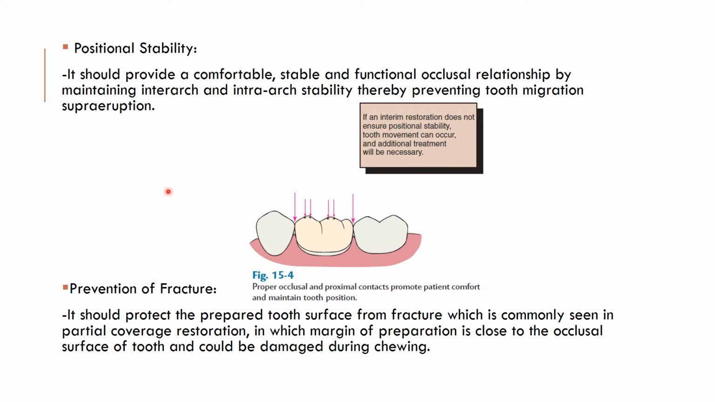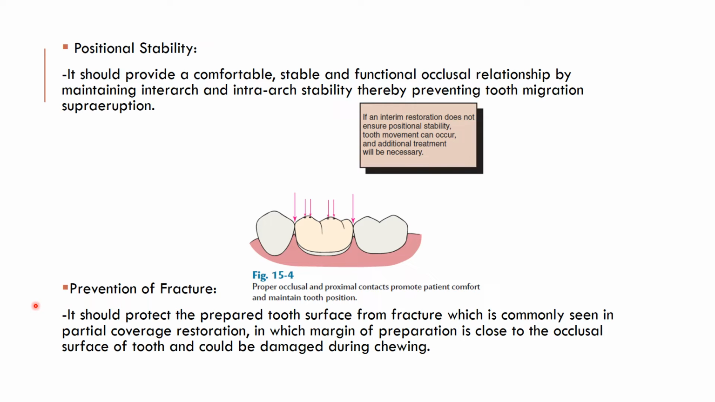Positional stability: it should provide a comfortable, stable, and functional occlusal relationship by maintaining interarch and intraarch stability, thereby preventing tooth migration or supraeruption. If an interim restoration does not ensure positional stability, tooth movement will occur. If you feel the contact is too tight here and the margin is short, remove the premature contact points and it will fit in.